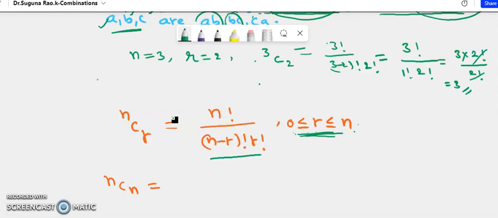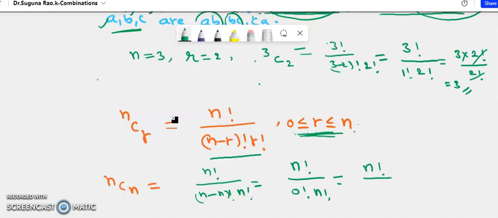If r equals n, then the formula is n factorial by (n minus n) factorial into n factorial. So n factorial by 0 factorial into n factorial, that equals n factorial by 0 factorial, where 0 factorial is always 1 and n factorial is n factorial. So that's why the n factorials are cancelled, equals 1. So if r equals n, then nCr equals 1.